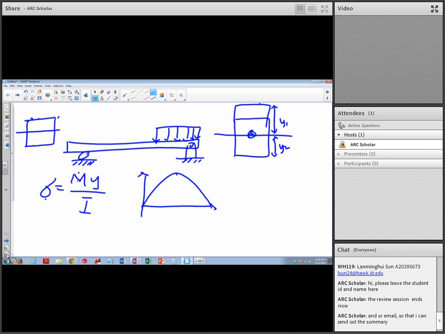And do you have any problem drawing the moment diagram? Which method do you use for drawing? Chapter 7? Yeah. Which method do you use? Do you use the singularity function?